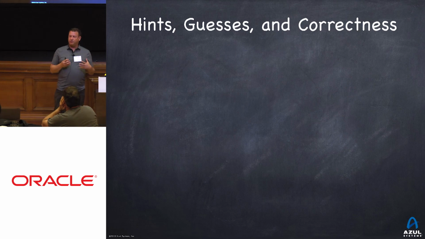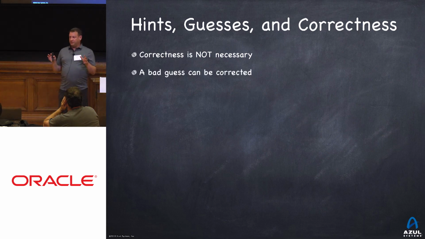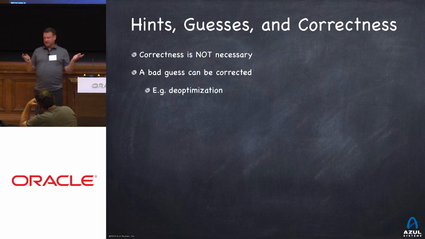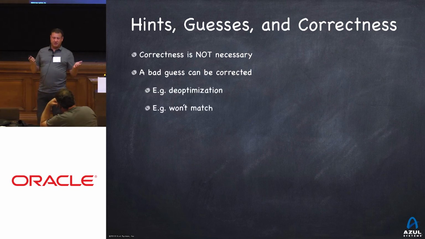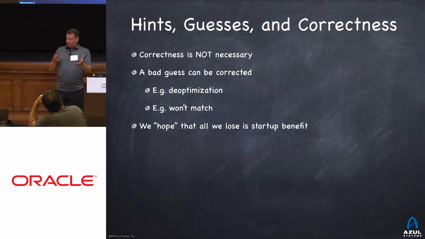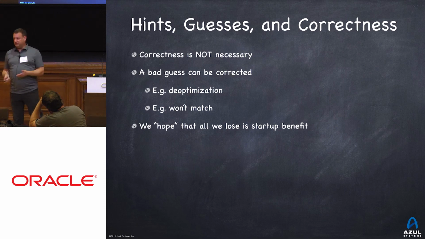Another thing is to think about the way you think about them. So correctness is actually not necessarily required, and trying too hard for correctness often hurts here. Because in general, we're talking about something the JVM could start from scratch probably. So if the guess is wrong, you could probably correct it. For example, you might de-optimize, or you might just not match this thing. So if we don't get it right, then our hope is that all that happened is we lost some of the startup benefits. So we have motivation to make most of them match, but we don't have to be perfect.